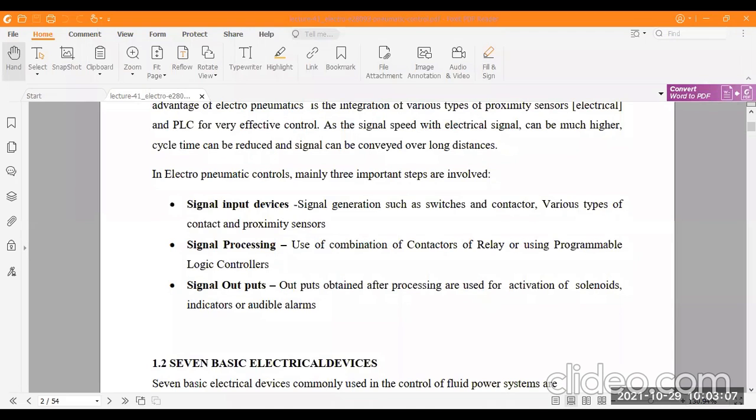Okay, the third one is the signal outputs. This signal output uses the activation of solenoid switches, indicators, or audible alarms in the output sections.